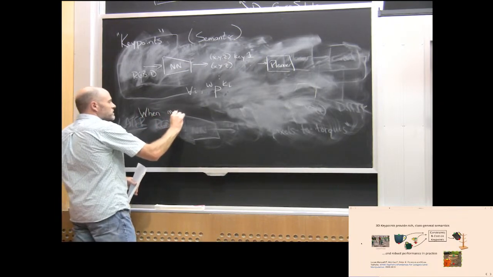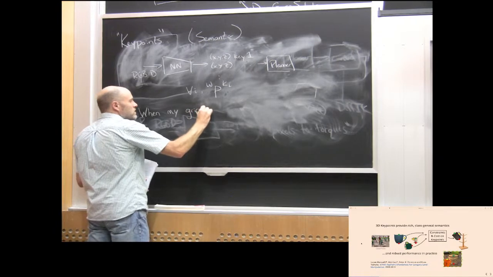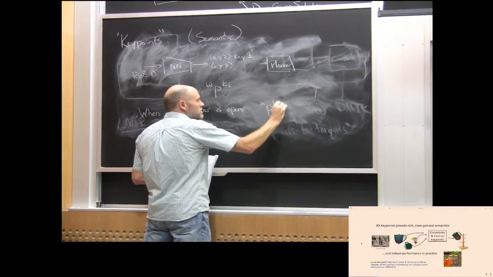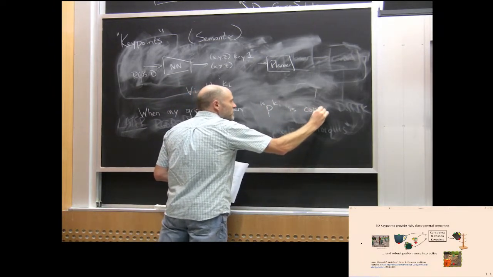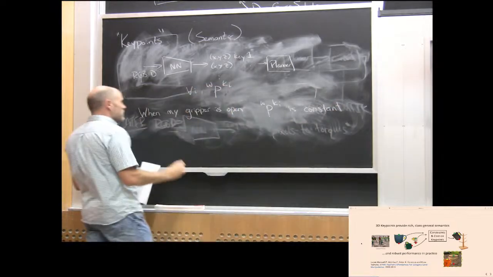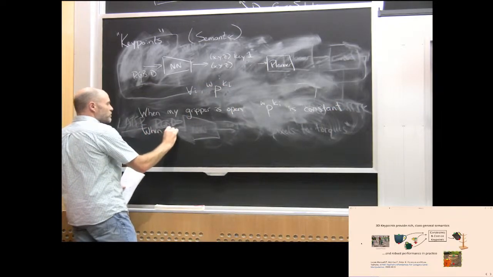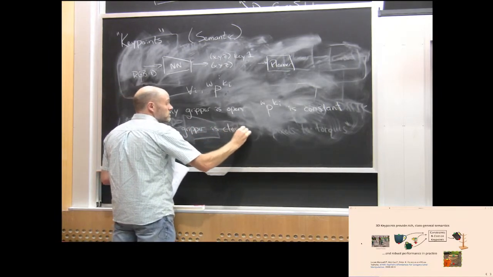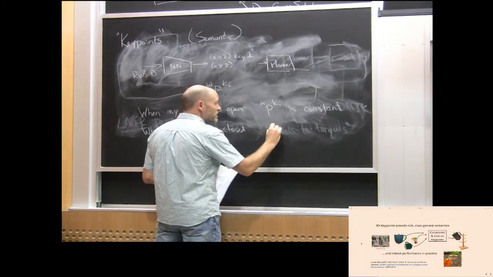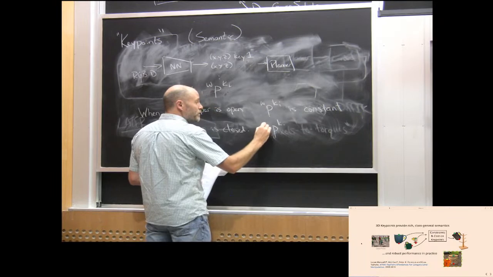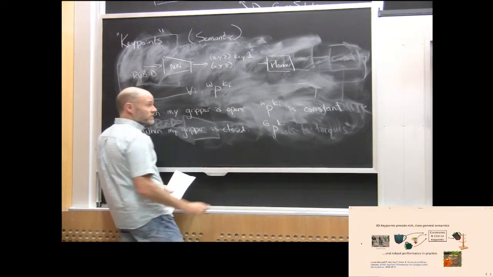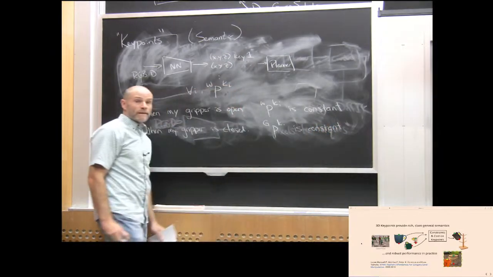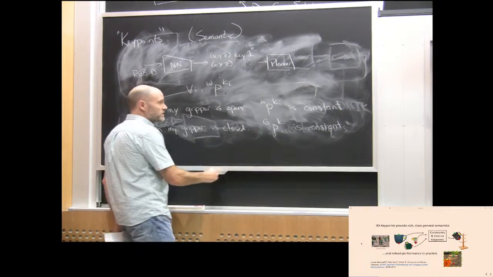when my hand is open, then those key points aren't moving. And when my gripper is closed, then I'll just assume that the position of the key point relative to the gripper frame is constant. That's the only difference, right?